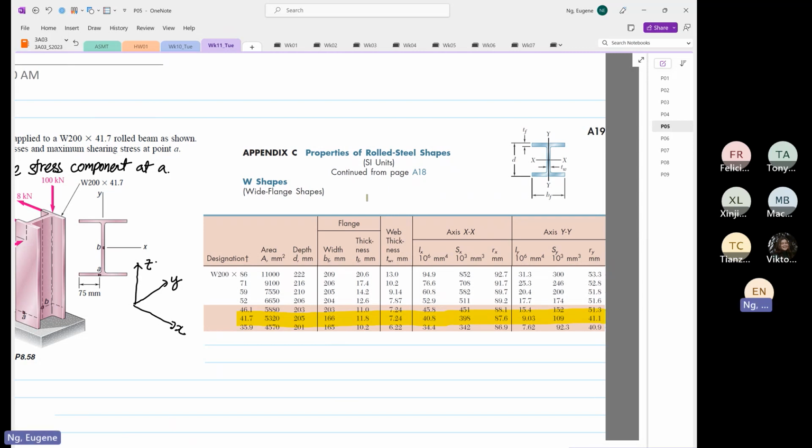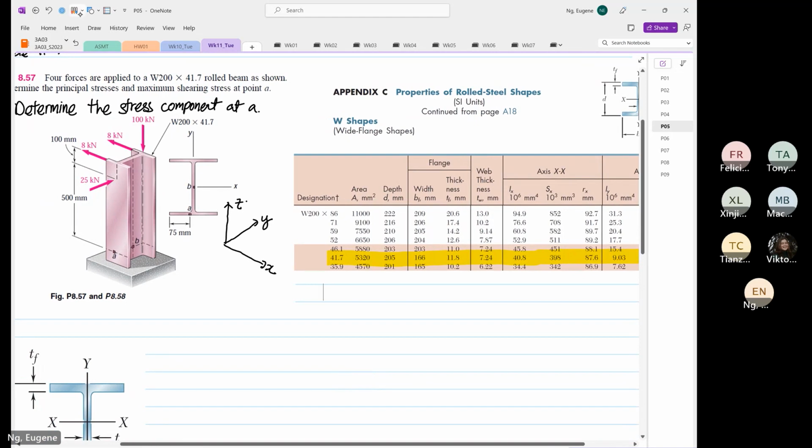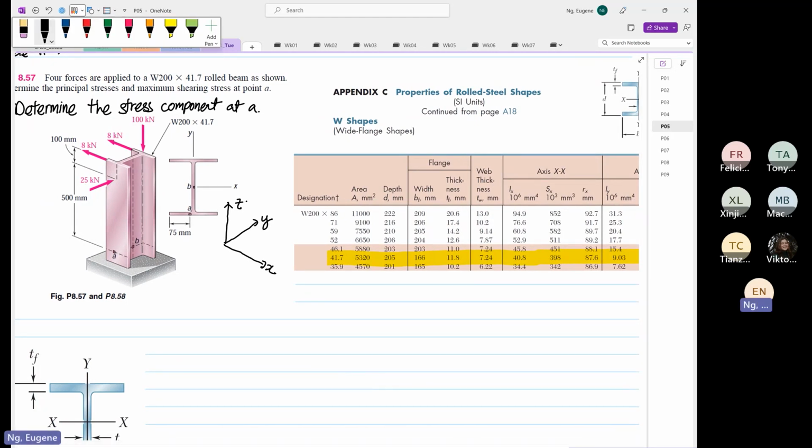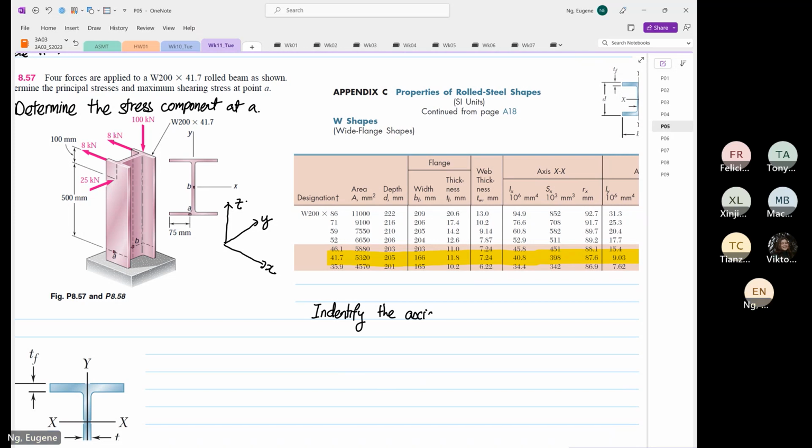So first thing we're going to do is we are going to identify, like what we have done before, the axial force, bending moment, torque, and shear force. Okay, we are going to find all this.